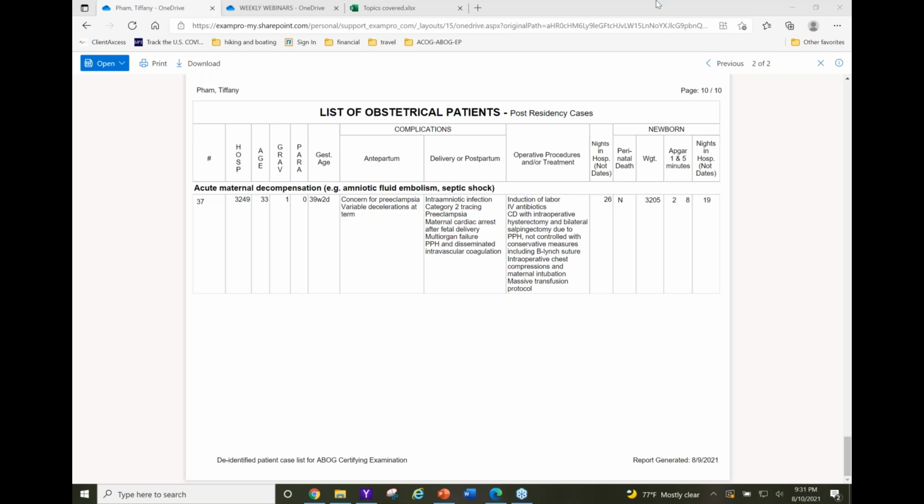So how do you prove that a patient had DIC? There are no labs that you can do to prove.